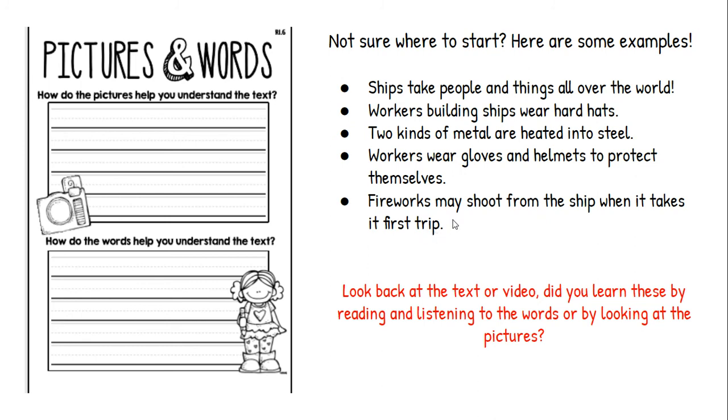Now, these are just some examples that I pulled from the text. If you have information or examples that you want to pick out from the text on your own, then you can definitely do that. But remember, in order to reach the learning target, you have to be able to decide, did the information come from pictures or did the information come from words? Maybe it was tricky and it actually came from both. Do you think you can find some information that you saw in the pictures and read in the words?